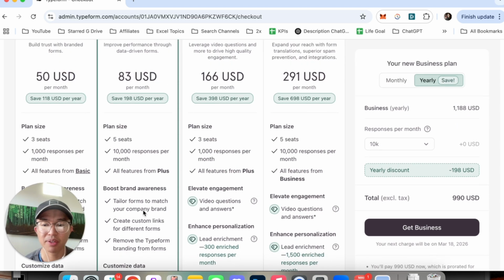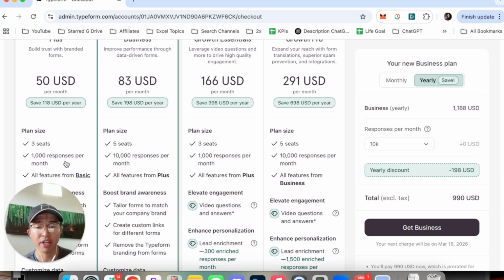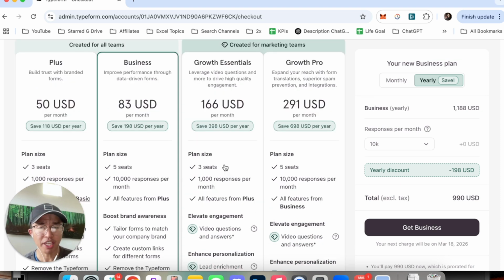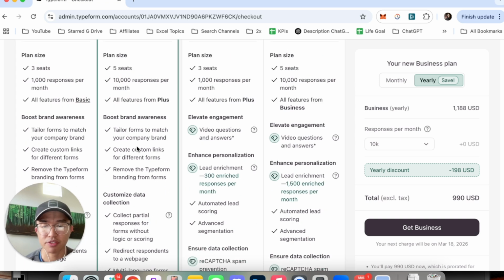But with that though, if you want to keep it simple, just base it off of the number of responses that you plan on getting per month, whether it's 1,000 or 10,000. If you need more seats, meaning that if you need to invite more people to your Typeform account, you can also upgrade it, for example 3 seats versus 5 seats.